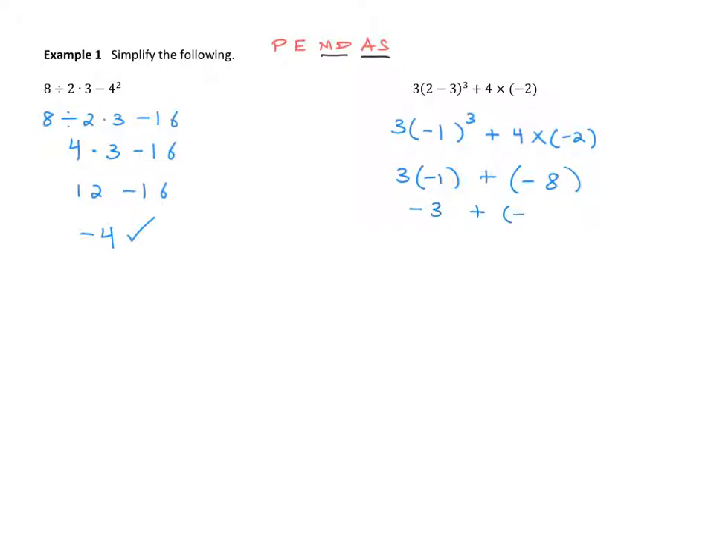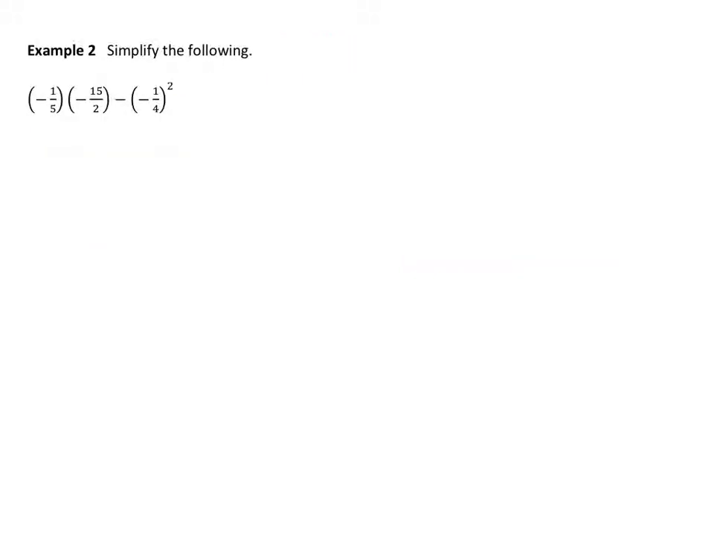plus a negative 8. So here I am adding 2 negative numbers. So the result is going to be negative. 3 plus 8 is 11, and so my answer is negative 11. So let's try one more here, an example 2. It's just slightly more complicated.